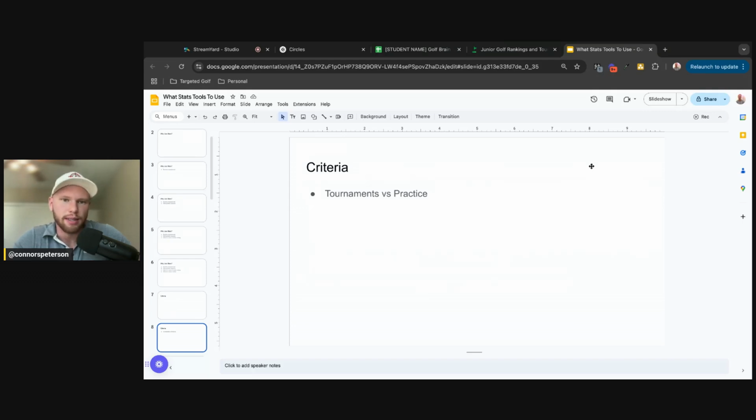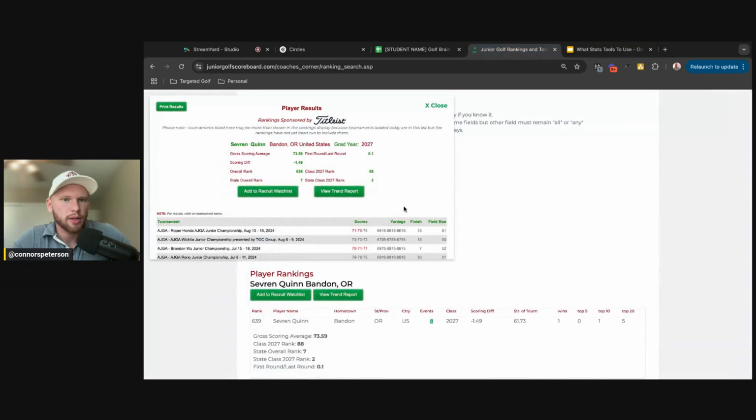The whole reason that we're tracking stats, especially if you want to go on to play Division I golf, is we're going to be looking at something like Junior Golf Scoreboard, right? We're going to have an idea of what our scoring average is, and we're going to be wanting to bring that down over time. And then we're going to want to bring our scoring differential down over time, which is going to happen by playing in harder tournaments and lowering that scoring average.